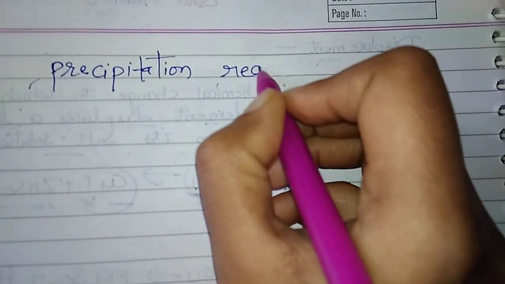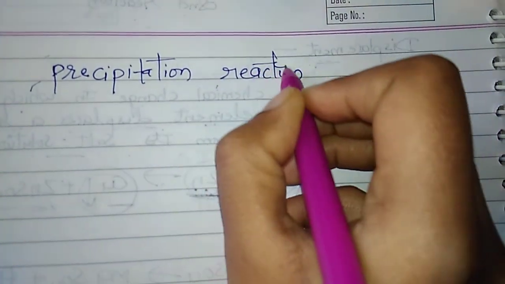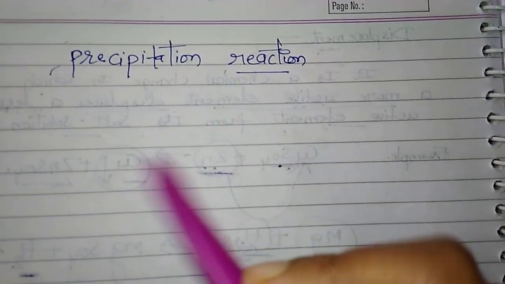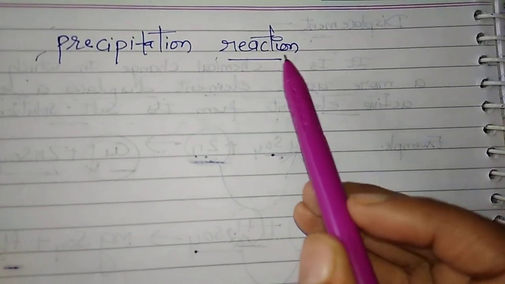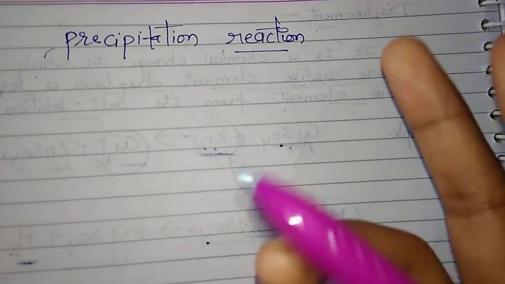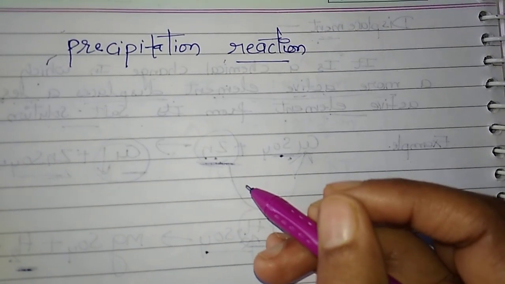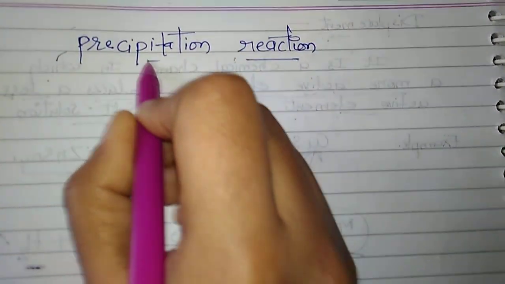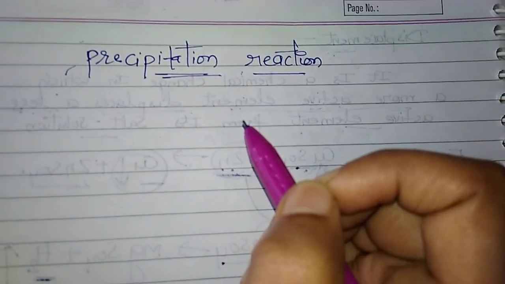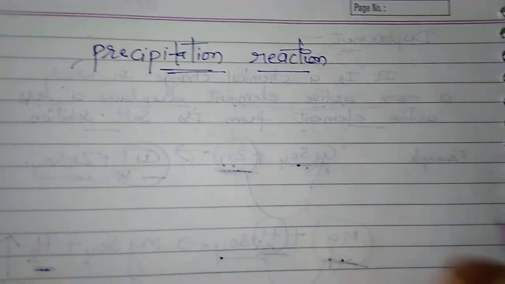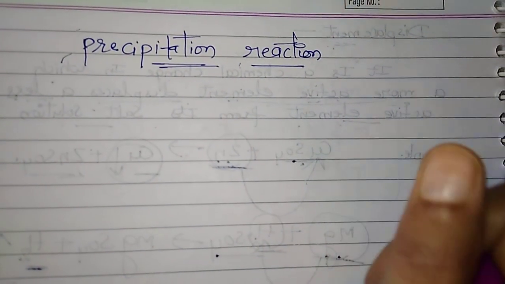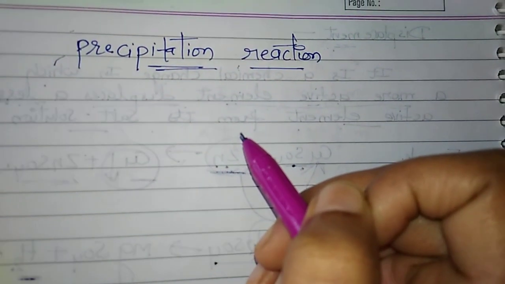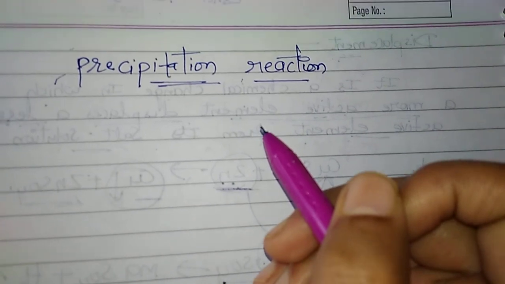Precipitation reaction. What is a precipitation reaction? A reaction in which precipitates are formed. A chemical reaction in which two compounds in their aqueous state react to form an insoluble salt. In the previous video I also told you that a precipitate is an insoluble substance. Now we are trying to understand this precipitation reaction with the help of an example.